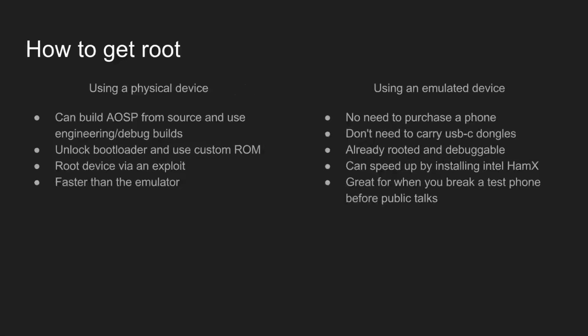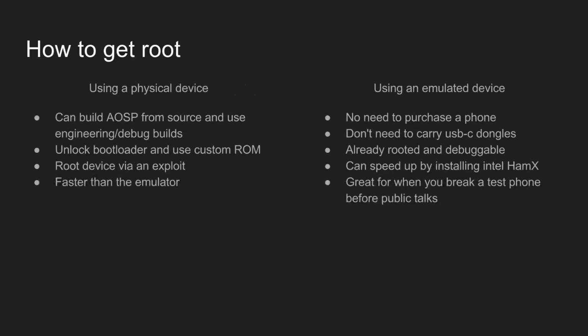You can get root a couple ways. If you're using a real device, a physical phone, you can build AOSP from source and select an engineering or debug build if you really enjoy that. You can also unlock the bootloader and load a custom ROM that has everything all set up the way you want. You could root the device via an exploit. And I also want to state the physical phone is much faster than the emulator.